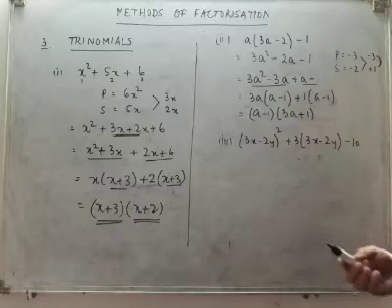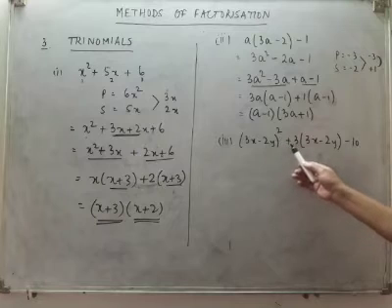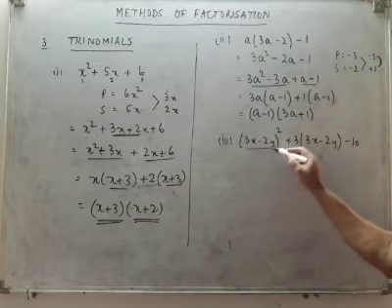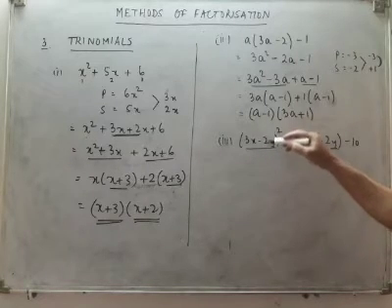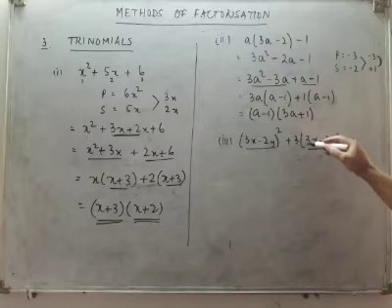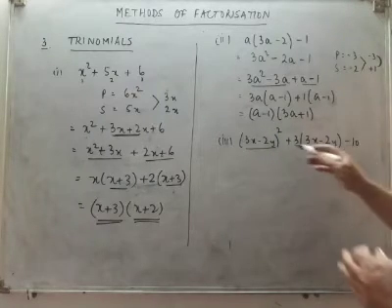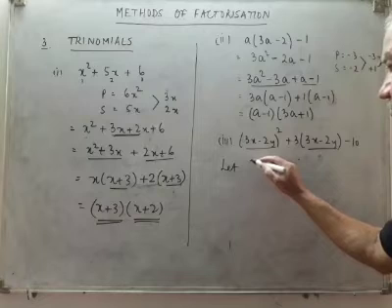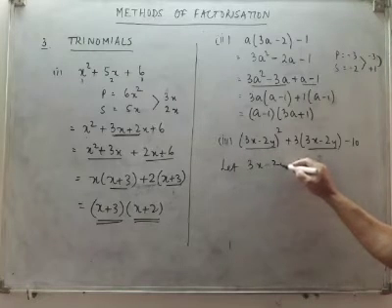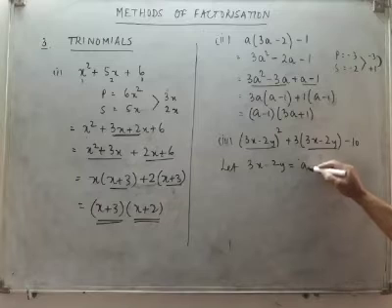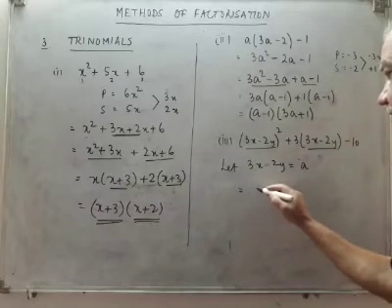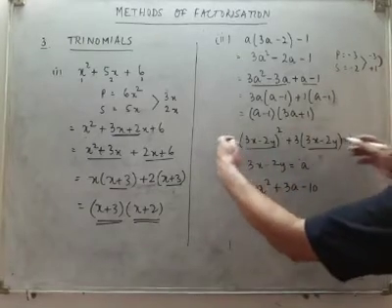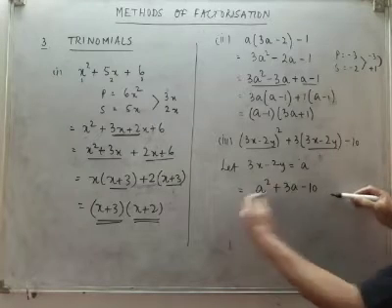Let's try the next example, the third one: 3x minus 2y whole squared plus 3 times 3x minus 2y minus 10. This appears to be in the form of ax squared plus bx plus c. So what we do here is we change it into that form by making a substitution. Let 3x minus 2y equal a. Then this will become a squared plus 3a minus 10. So we have changed this expression into the form of the standard trinomial.